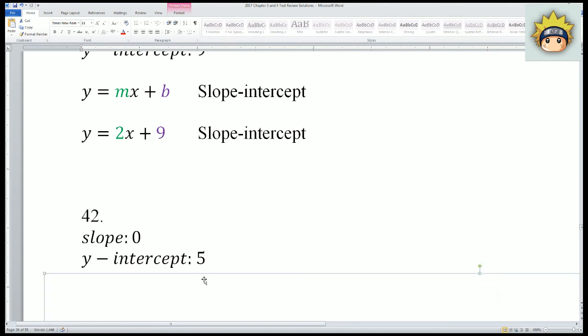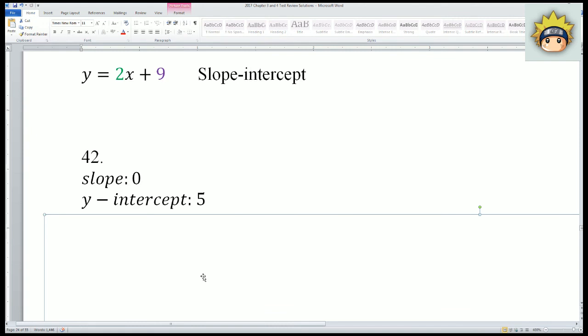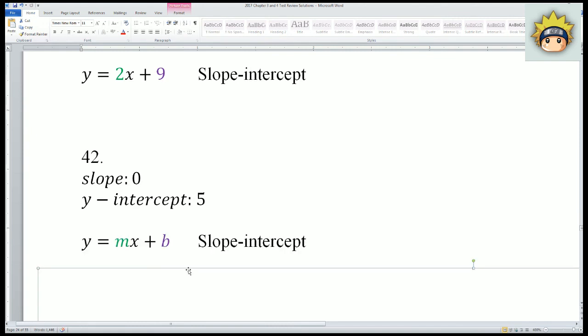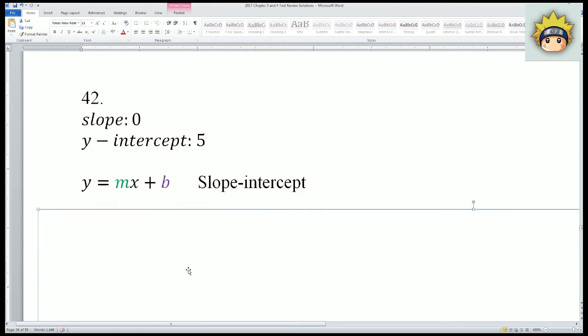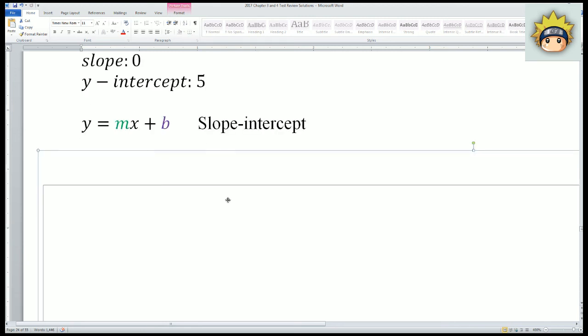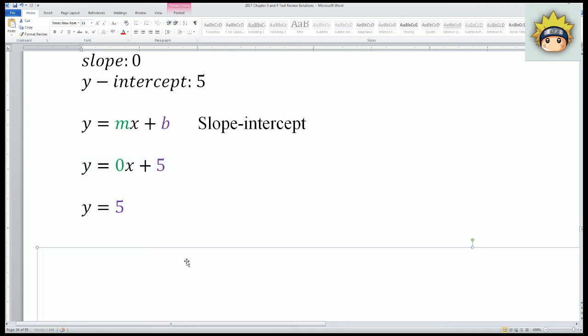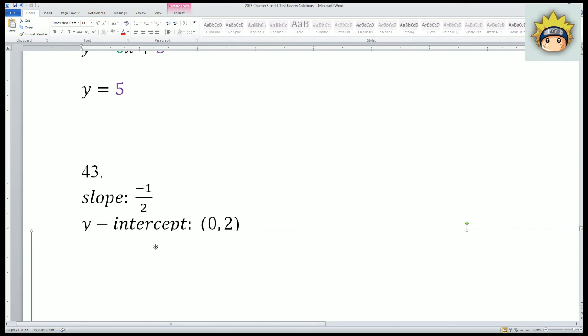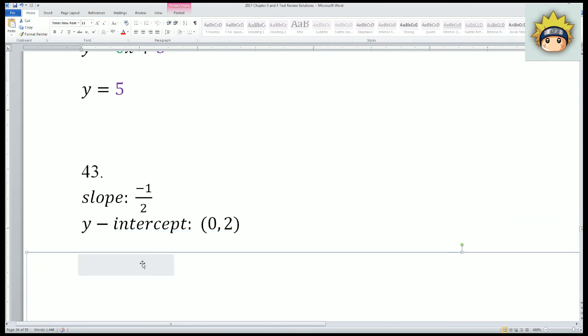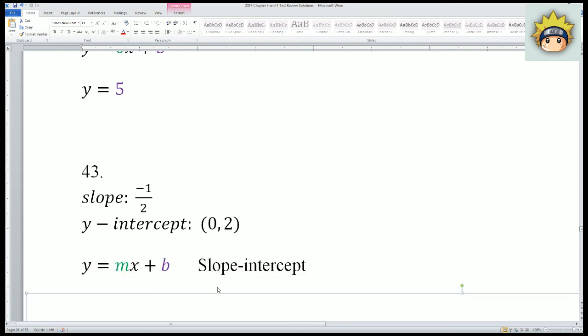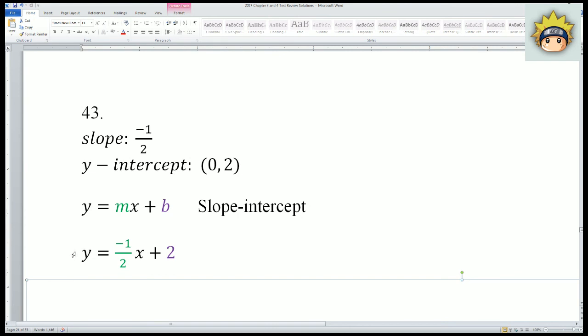Next, slope is equal to 0, the y-intercept is equal to 5. Write the equation, y equals mx plus b, make the substitution, m equals 0, b equals 5. 0 times x disappears, so y just becomes 5. Next, we have slope is equal to negative 1/2. Y-intercept is 0, comma 2. You can plug into slope-intercept form. Y is equal to negative 1/2 x plus 2.